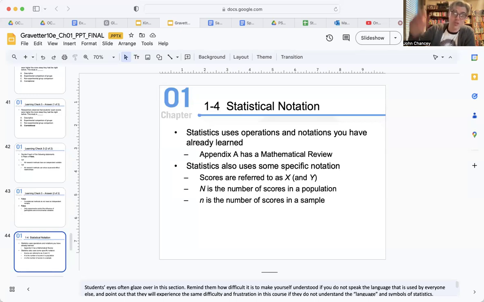A capital N refers to the number of scores in a population. So let's say we were talking about the entire student population at OCCC. I'm just making up a number, but capital N would be 30,000, just as an example. Lowercase n would be the number of students we sampled from that population. In this case, maybe it's only 500. So capital N for population, lowercase n for sample.